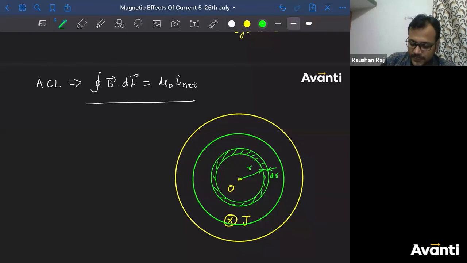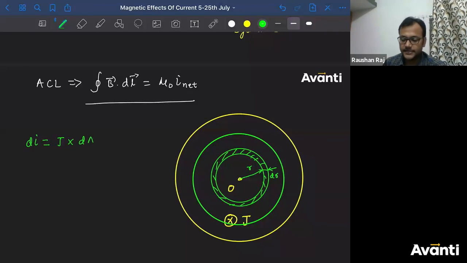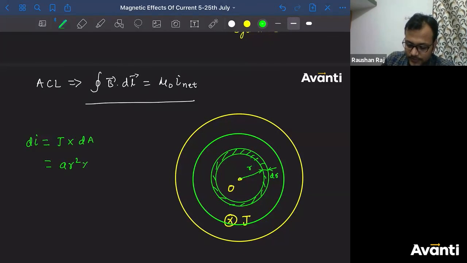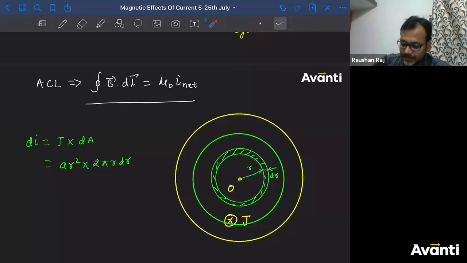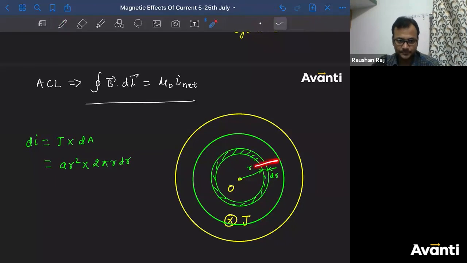Tell me, what will be the current that will pass through that small elemental strip? I'll say current density into area dA. Current density is A R square. Tell me what is the dA value here? So 2 into pi into R into dr. Because when you cut this, you'll get a rectangular strip.